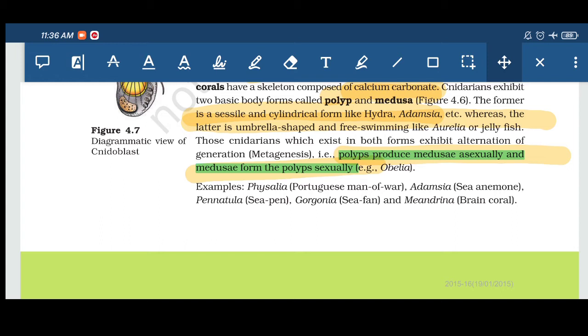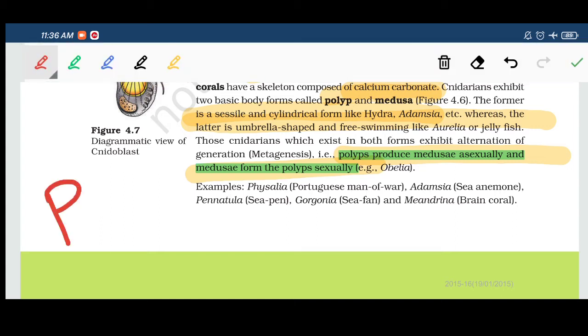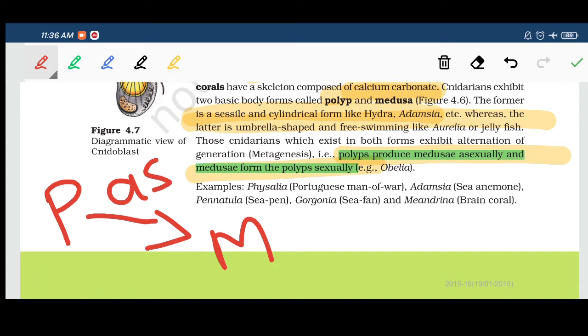Okay, so polyp. Let us take polyp as P. Polyp plus polyp, oh no, polyp plus polyp is not done. Polyp gives rise to medusa by asexual method, and medusa gives rise to polyp by sexual methods. Is it very easy to understand?